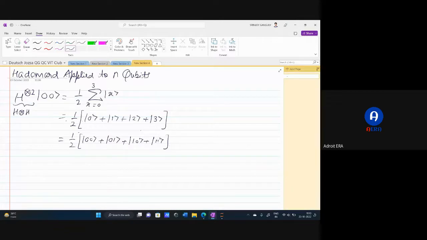So that's why you were seeing those sign changes. But yes, anyways, that is understandable. But now this is Hadamard applied to both the qubits where they started with ket 00. Okay, and this is the result which you get.